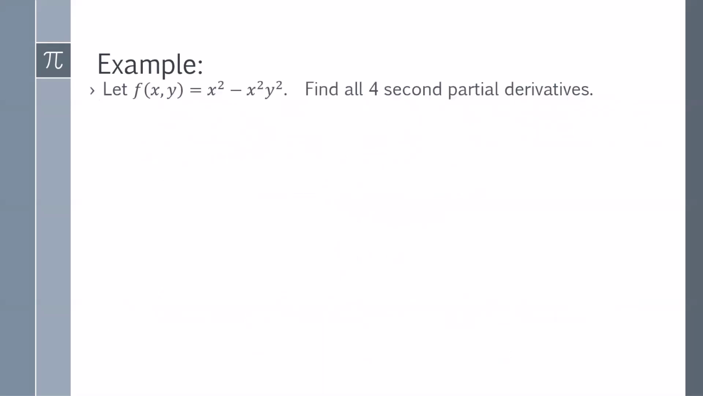In addition to finding first partial derivatives, we often want to find second partial derivatives. So we'll let f of x and y be equal to x squared minus x squared y squared. Our four second partial derivatives are the derivative of f with respect to x twice, the derivative of f with respect to x, then with respect to y, the derivative of f with respect to y twice, and the derivative of f with respect to y, then with respect to x. In any event, we need to find the derivative of f with respect to x and with respect to y.